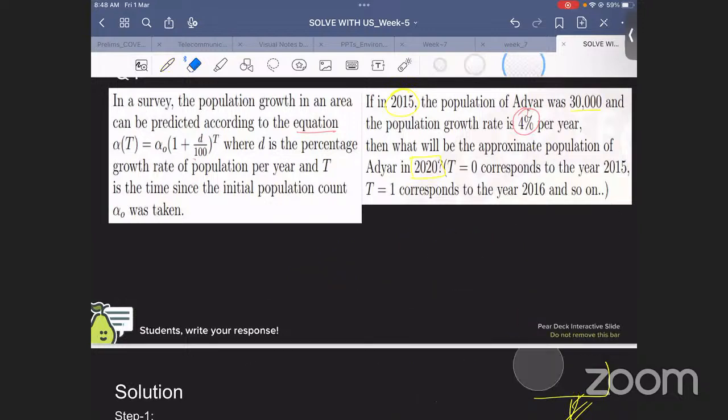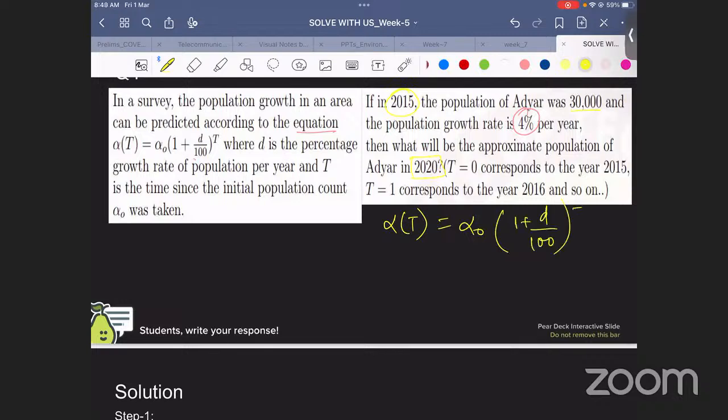here it has been given how the population is growing with some equation. The growth of the population is with time t. After t years, the population that was alpha naught in the starting has grown to alpha naught times (1 plus d upon 100) to the power of t. T is the time or the years it took. D is the population growth, the ratio at which the population is growing per year, and alpha naught is the starting population. So you have to calculate that.